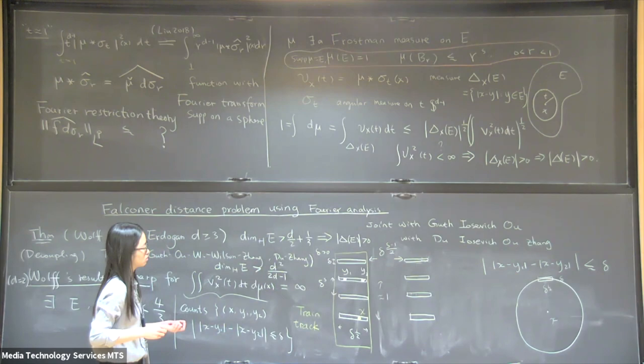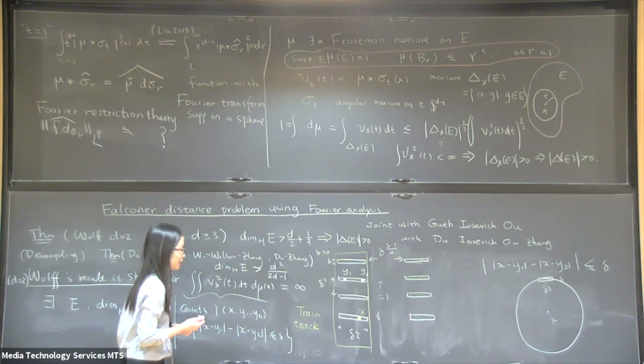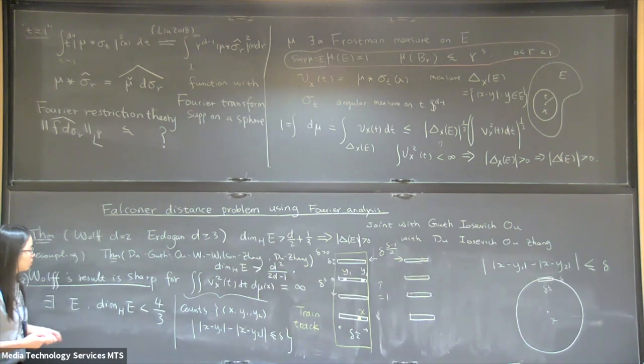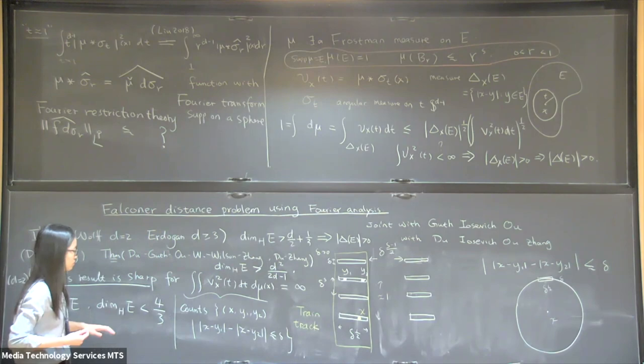Let me see, it's 2D minus 1. Yeah, 2D minus 1. And so we can still improve this L2 bounding in high dimensions using decoupling. But in two dimensions, we need to do something on this Cauchy-Schwarz.